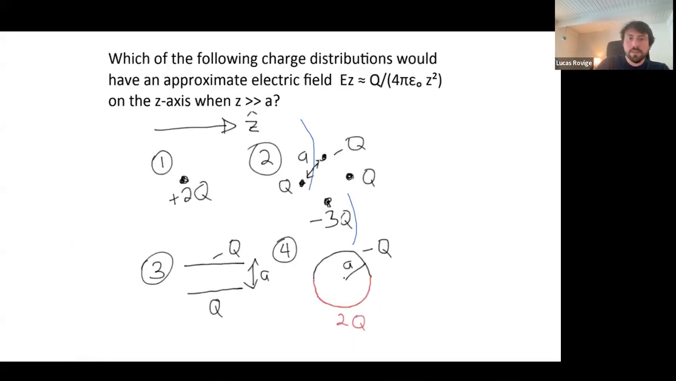Okay, we don't have a lot of time, it's almost done. So let's just go over this final quiz. We're just looking at the answer. So we have a charge distribution. Which of these charge distributions will have an electric field that varies as a charge divided by z squared on the z-axis?